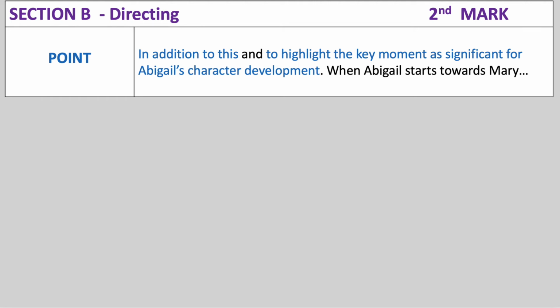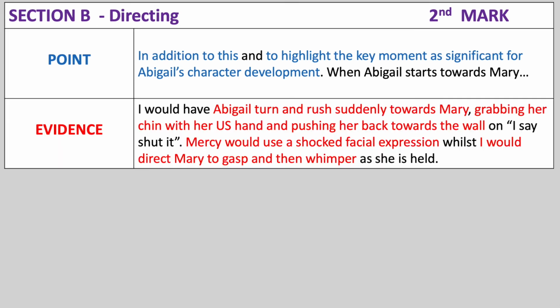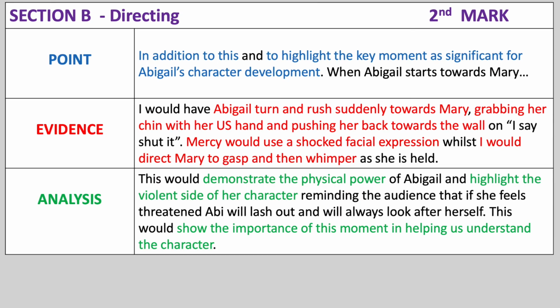In addition to this, and to highlight the key moment as significant for Abigail's character development, when Abigail starts towards Mary, I would have Abigail turn and rush suddenly towards Mary, grabbing her chin with her upstage hand and pushing her back against the wall on "I say shut it." Mercy would use a shocked facial expression, whilst I would direct Mary to gasp and then whimper as she is held. This would demonstrate the physical power of Abigail and highlight the violent side of her character, reminding the audience that if she feels threatened, Abby will lash out and will always look after herself. This would show the importance of this moment in helping us understand the character.